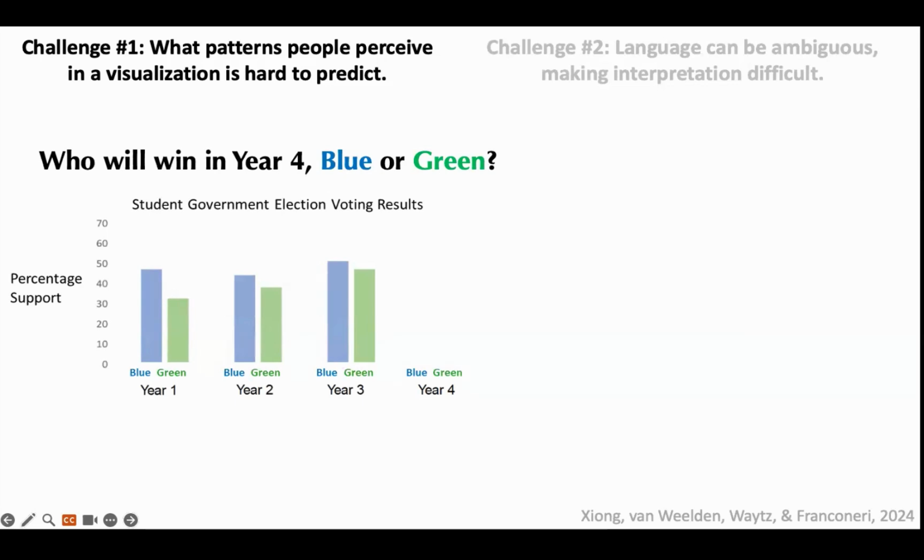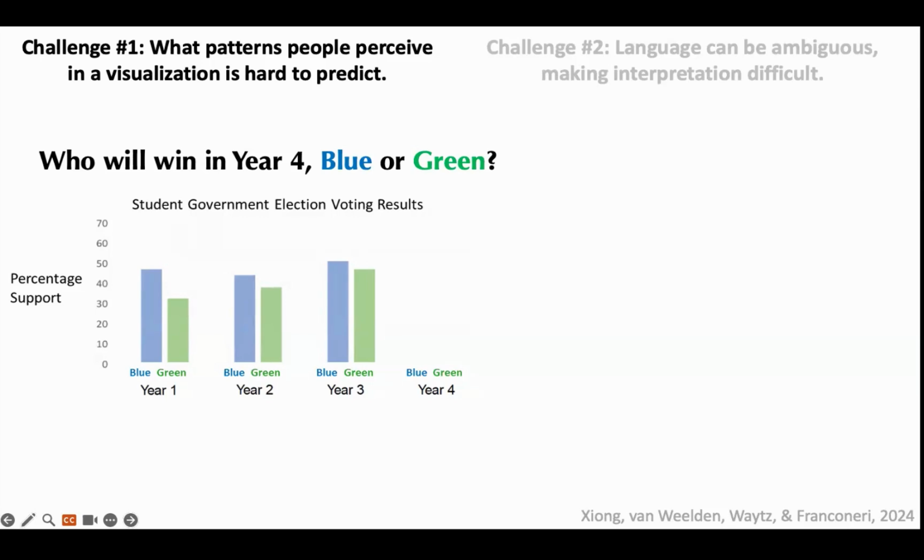Let's say we have two student government parties on campus running for office here, and you have their voting results for year 1 to 3. The y-axis shows the percentage support they have received, and there are two parties, the blue party and the green party. My ask for you is, who do you think is going to win in year 4, blue or green? Green. That's right, green's on an upward trend. But there is no real answer here, right? So I'm sure there are some blue supporters in here as well.